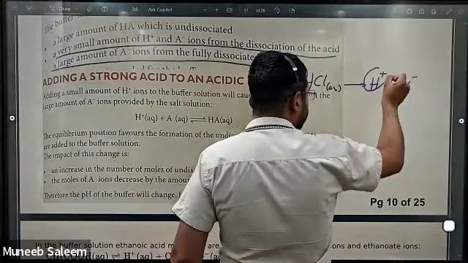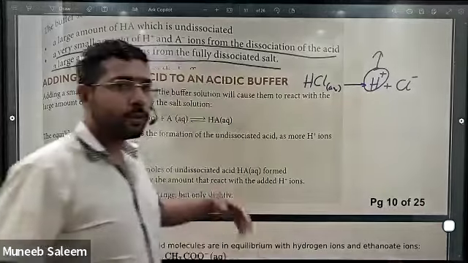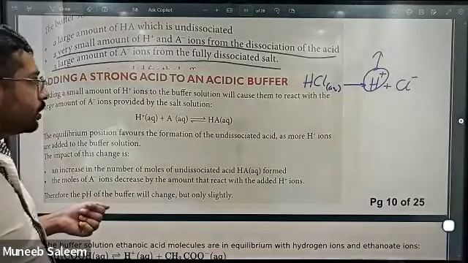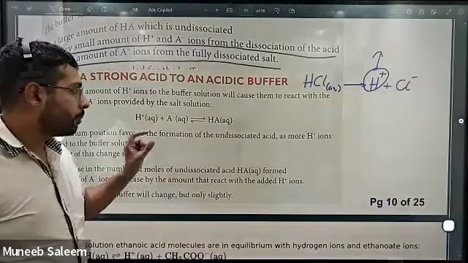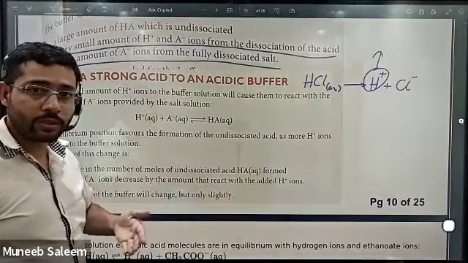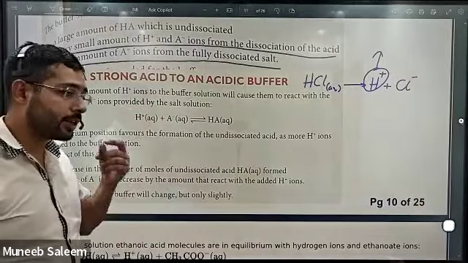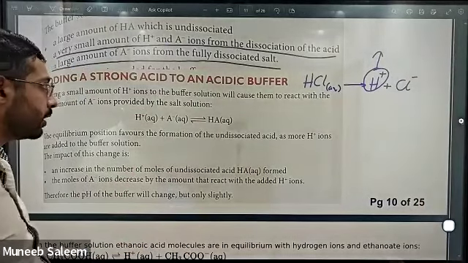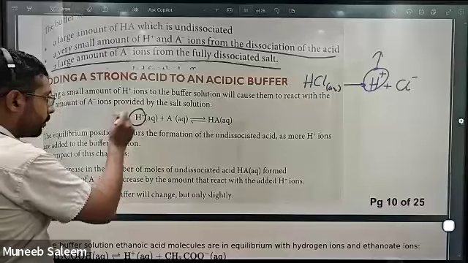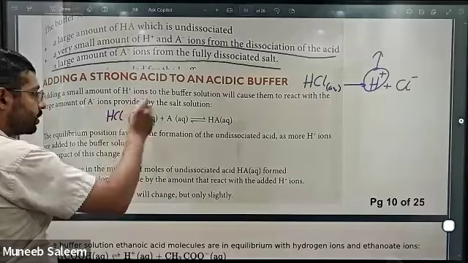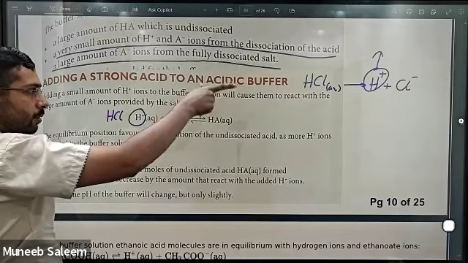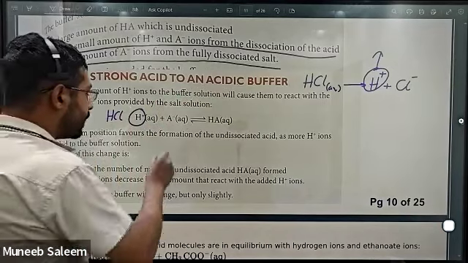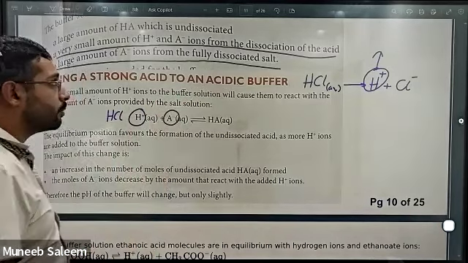Now these hydrogen ions will try to react with the buffer solution. Within the buffer solution, the prime function of the buffer is to resist the change in the pH, which means the buffer will come into play and react against the added hydrogen ions. This is the hydrogen ion coming from the HCl. Now this hydrogen ion is reacting with the A negative ion. Now from where is this A negative ion coming?